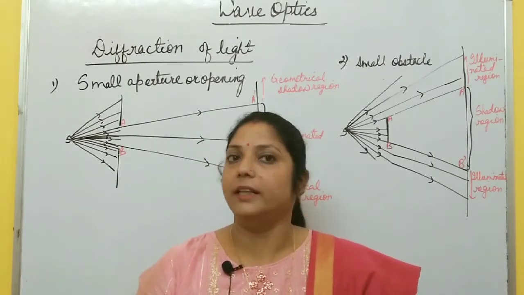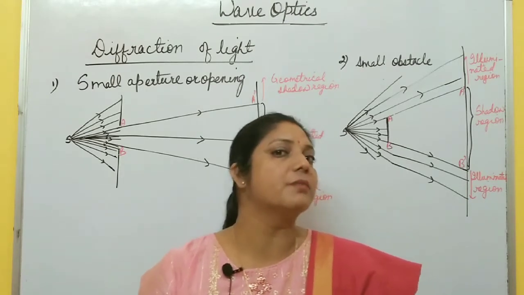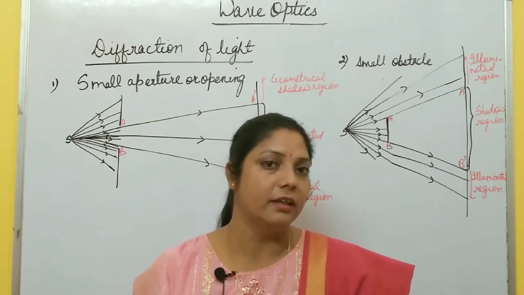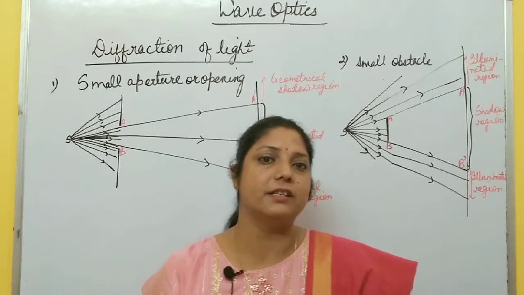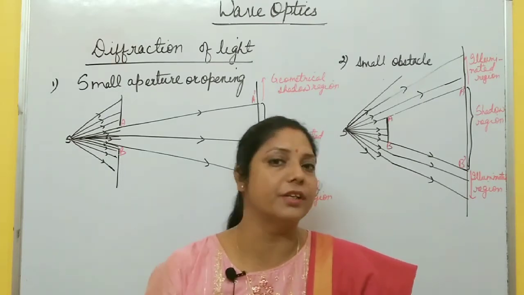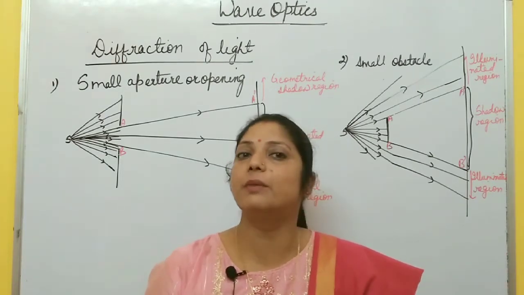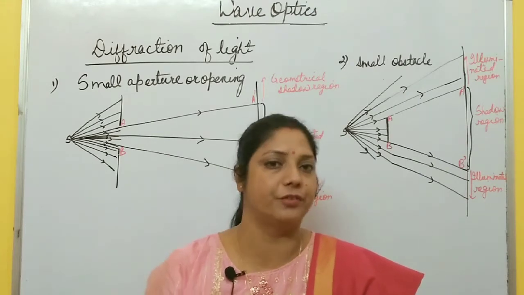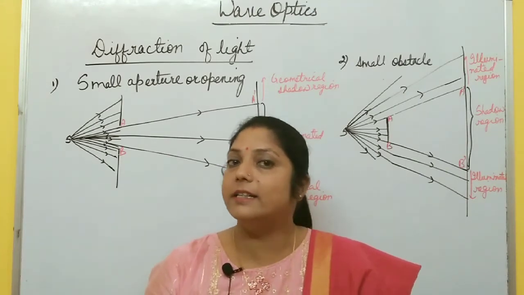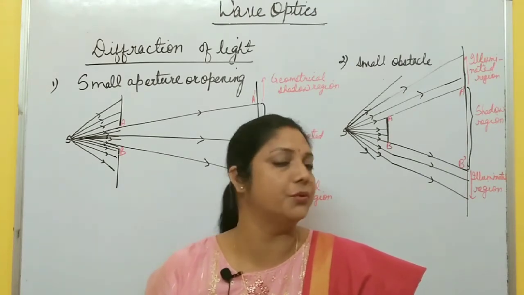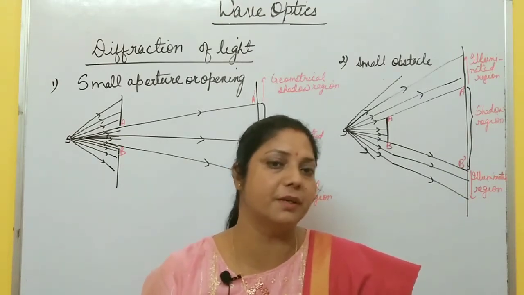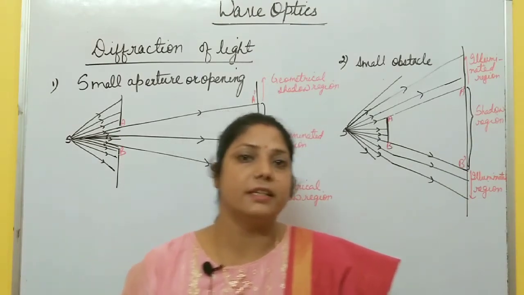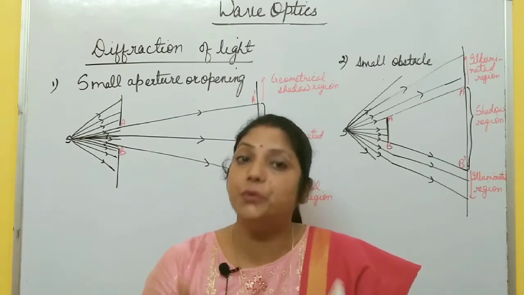In the previous videos we already discussed interference of light, right? This diffraction of light is very similar to interference of light. There is a large similarity between diffraction and interference. Both are a result of superposition of waves. You know already about the superposition principle. So interference is a result of superposition of two wave fronts.